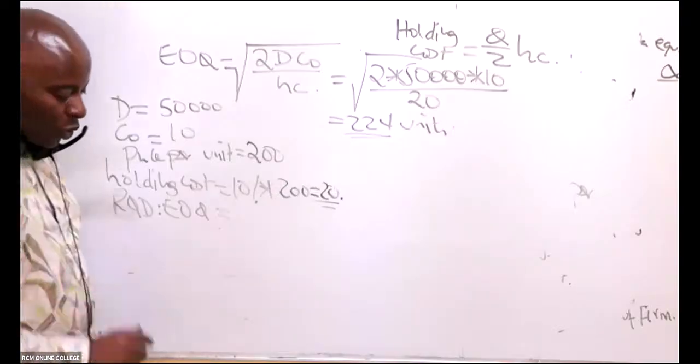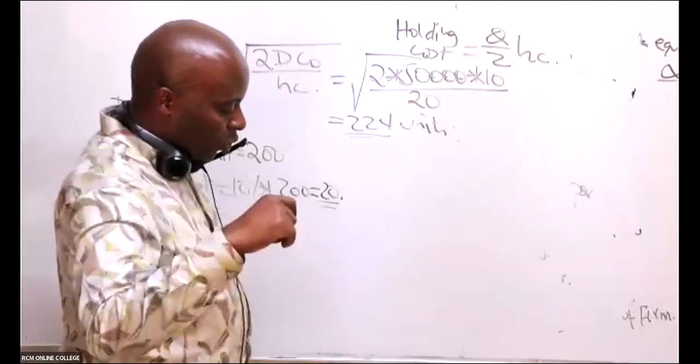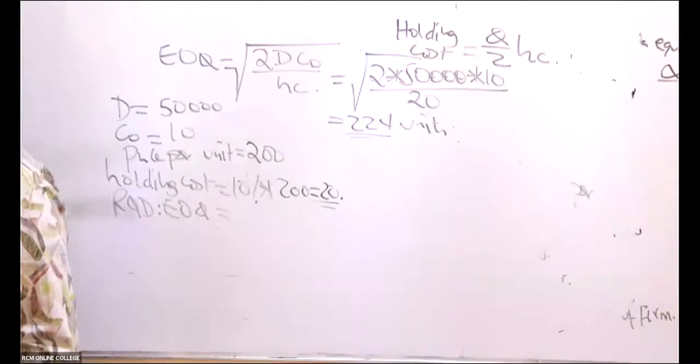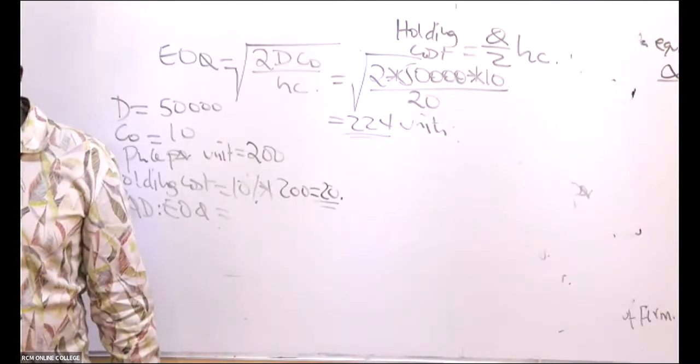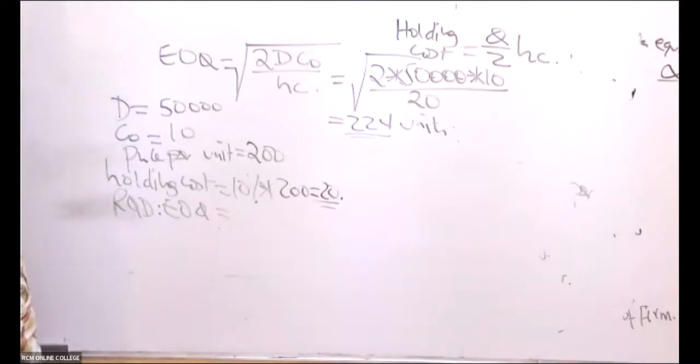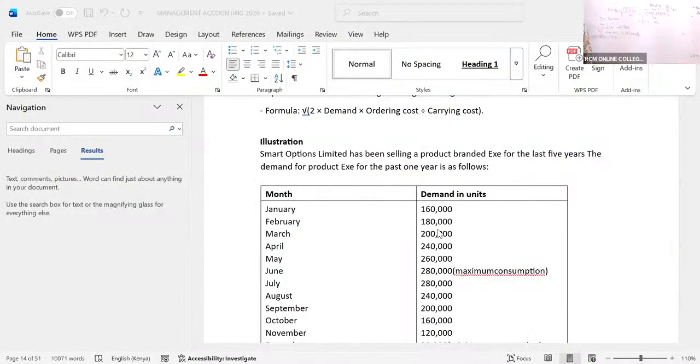So anytime they talk about EOQ, it is square root of 2 deco all over HC. That will be very, very important for us to always remember. But again, these examiners will never give you these things directly like that. What they will do is give you this kind of question of smart options, the one that you have just done, the one that has got monthly demand. And then they'll tell you to compute EOQ. So this question is the one that I want you to compute EOQ during our short break.